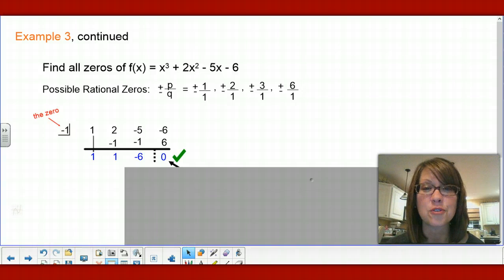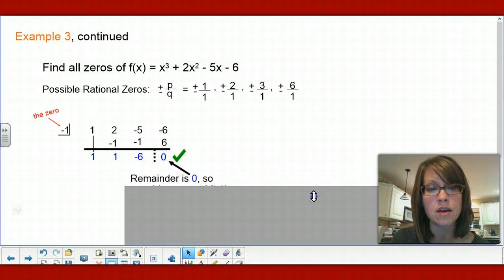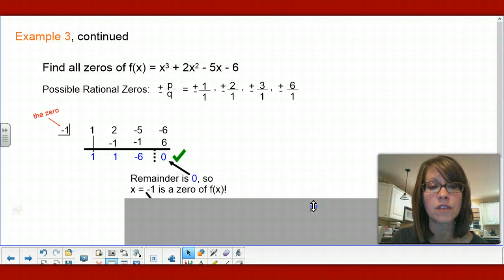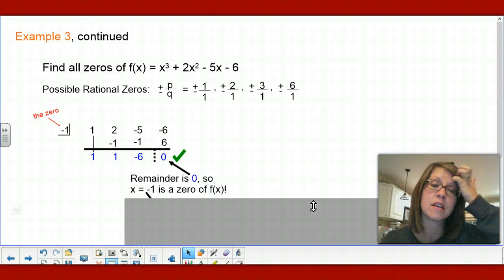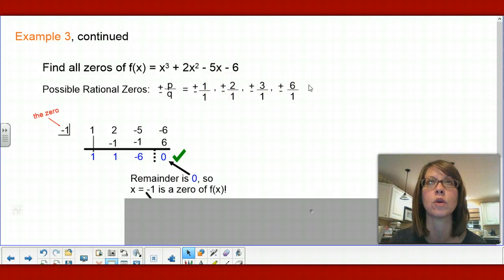Because when we did this division with the negative 1 as our 0, we got a remainder of 0, that check mark means that x equals negative 1 is a 0 of f of x. So we don't have to continue on with the other 6, for those of you who are groaning because you have 8 things to check. We found 1 0.